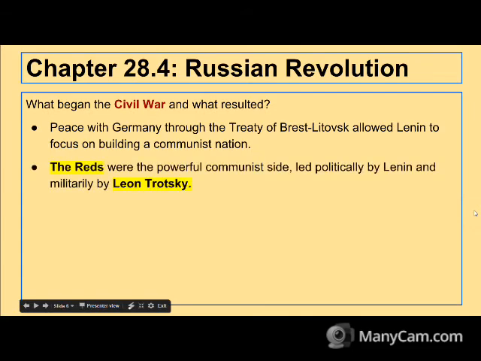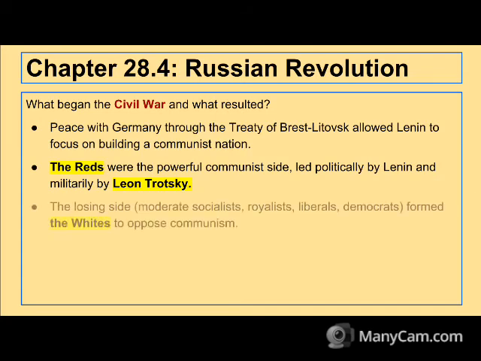The Reds in the Civil War are the communists. They are the Bolsheviks. They're the radicals. Politically, they're led by Vladimir Lenin, and their military leader is Leon Trotsky.